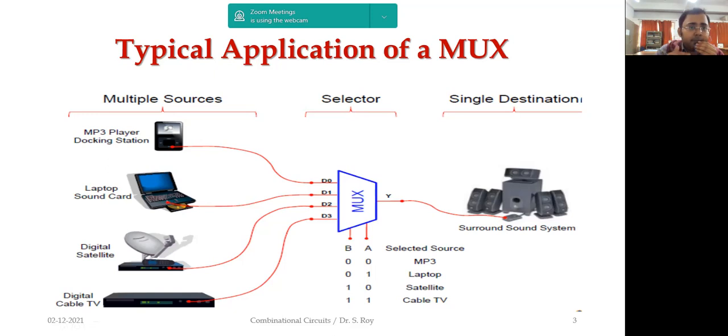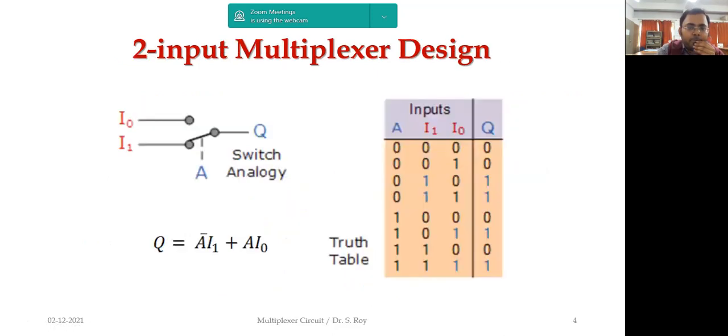We are multiplexing the signals, meaning the input signals. We can say this is a typical example of time domain multiplexing. At a time, one input source can be connected with the destination. Right? So this is the typical application of the multiplexer.